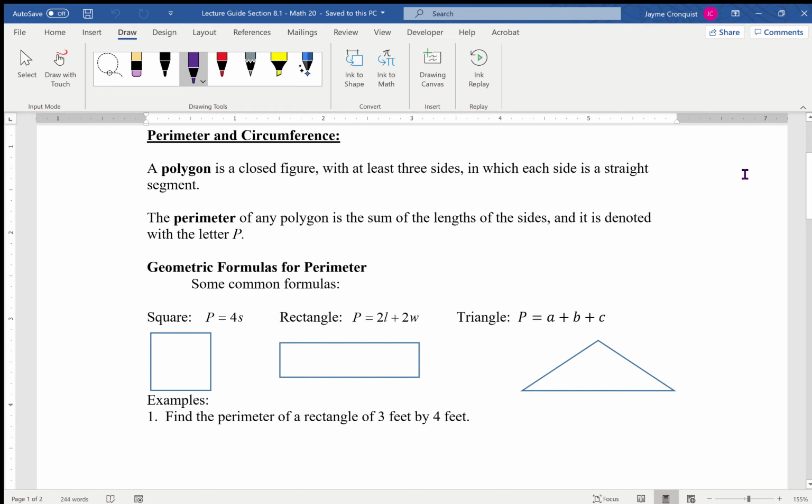All right, we're dealing with perimeter and circumference. A polygon is a closed figure. It's going to have at least 3 sides, because 2 sides would be a line. That wouldn't work, so it wouldn't be closed.